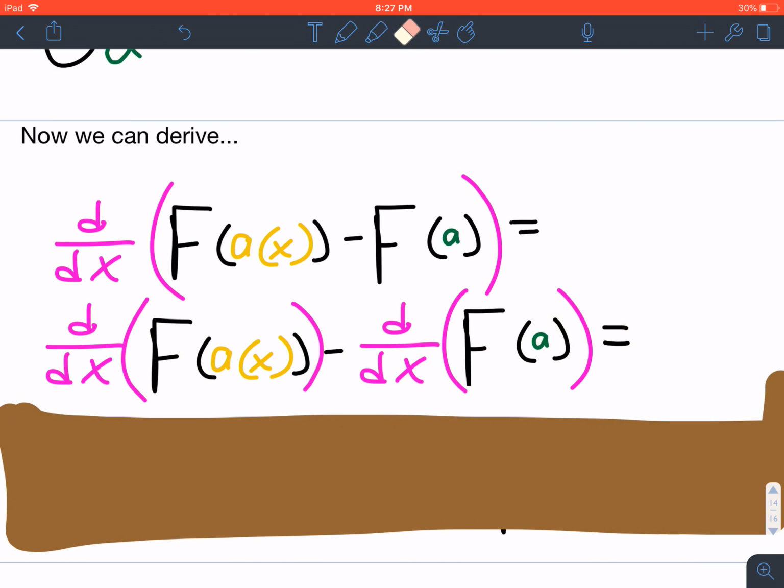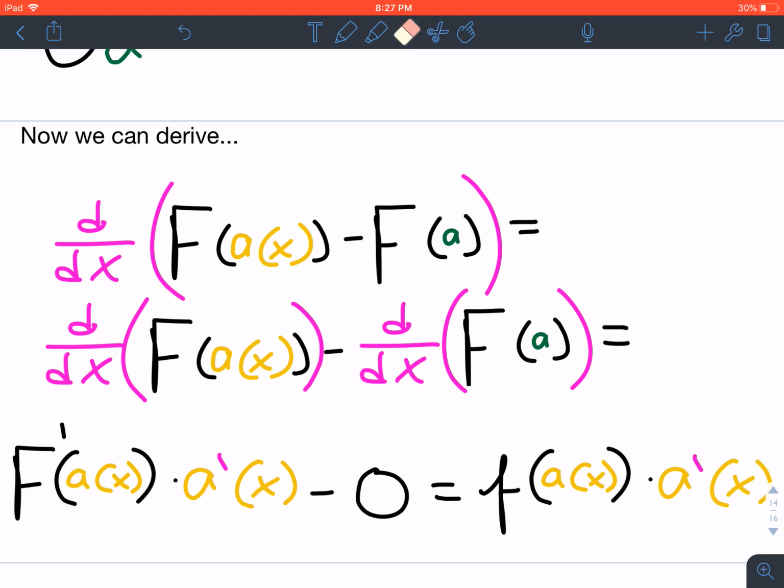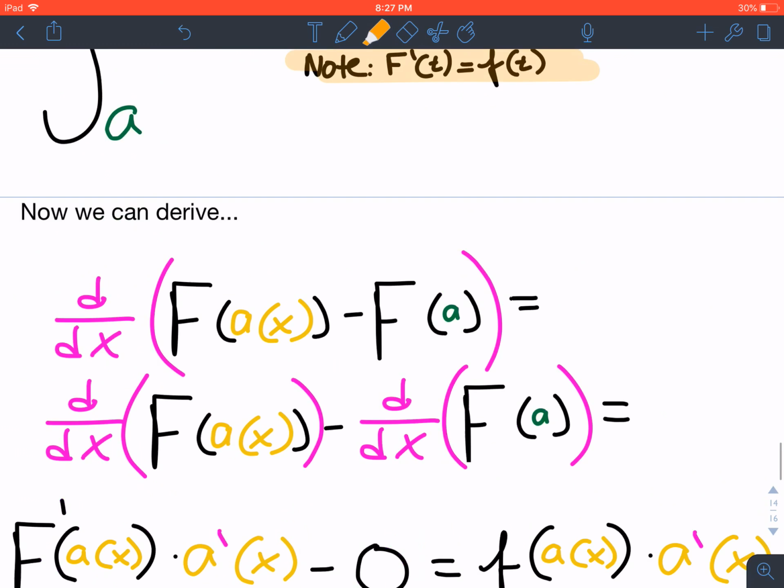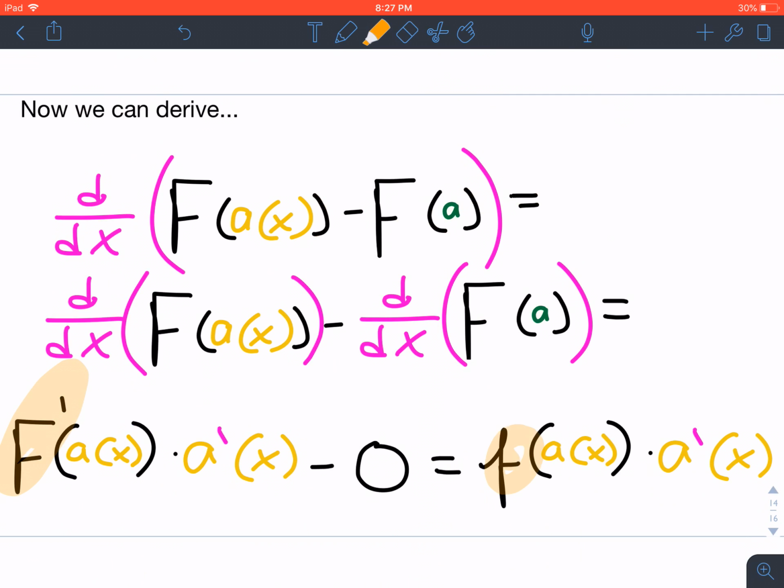From here, we can show that this is just a distribution. This is a sum property of derivatives. So the derivative of F of a of x minus the derivative of F of a, and because F of a is a constant, this is going to derive to 0, and this is just going to apply the chain rule. So the derivative of a compound function is the derivative of the outside function of the inside function, so F prime of a of x times the derivative of the inside function, a prime of x, minus 0, because this is a constant. And then because we noted earlier that this relationship of derivatives exists, we can sub f for F prime. And then this is the original thing that we started with, QED.